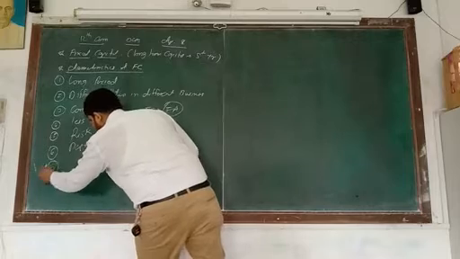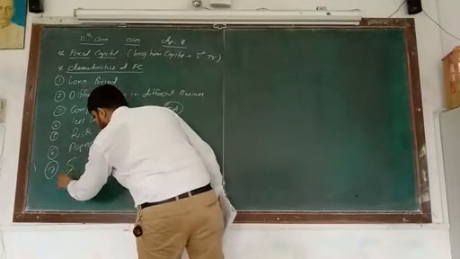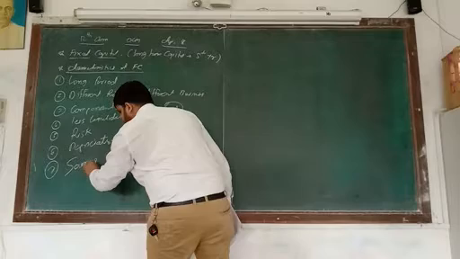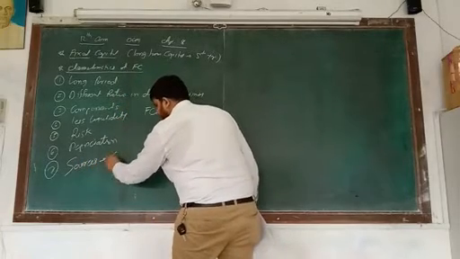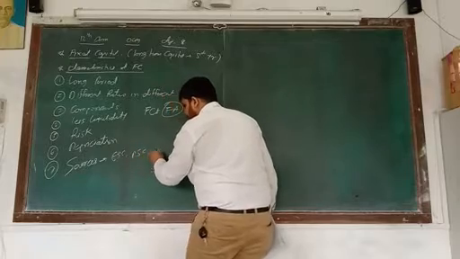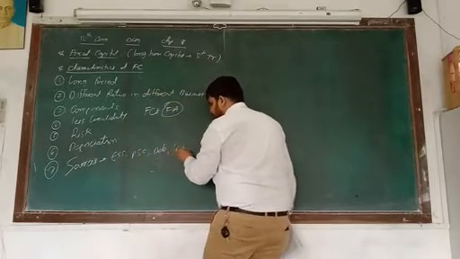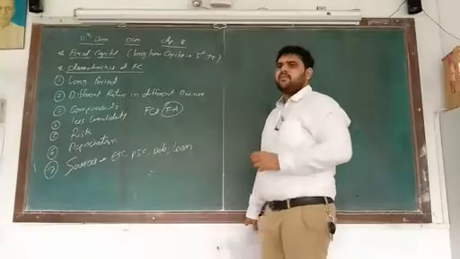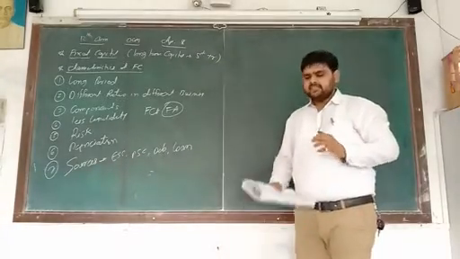Last, number 7, and that is source. So here, what are the sources of fixed capital? Equity share capital, preference share capital, long-term debenture and loan. So these 4 different types of sources are there.